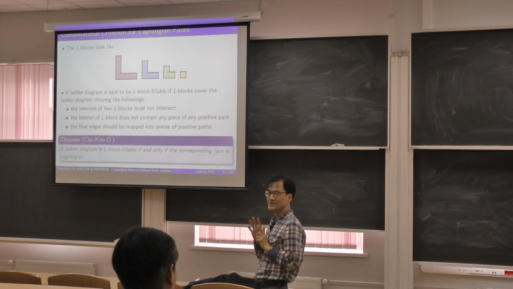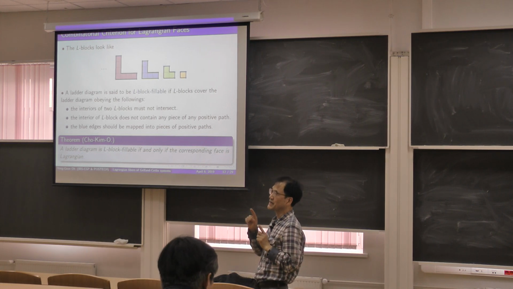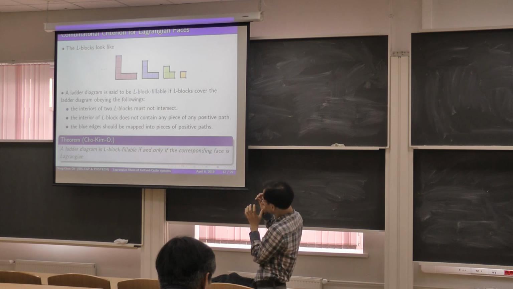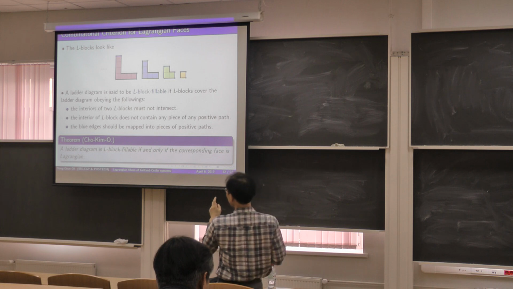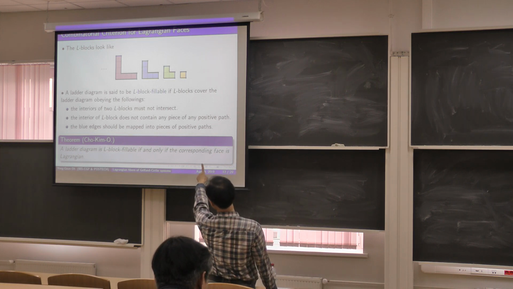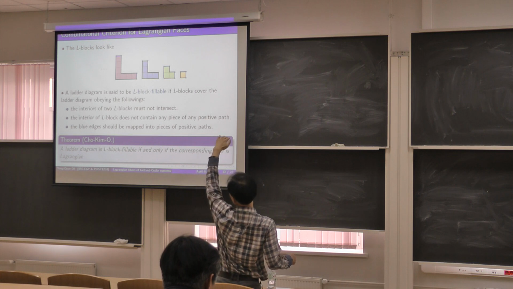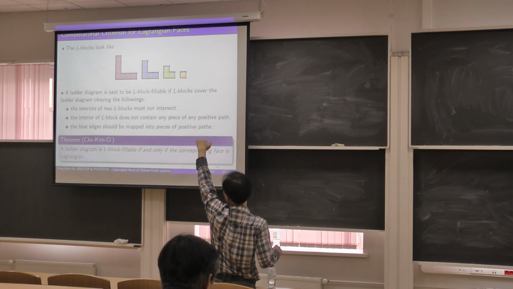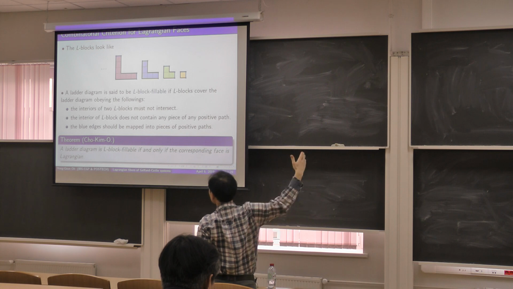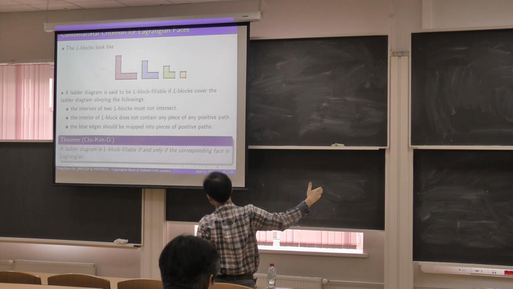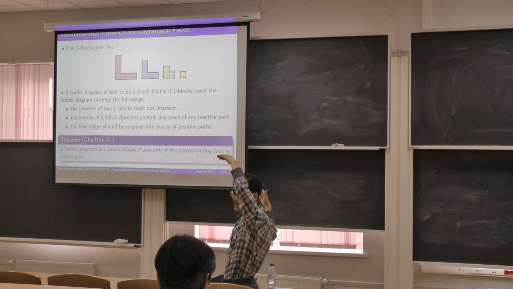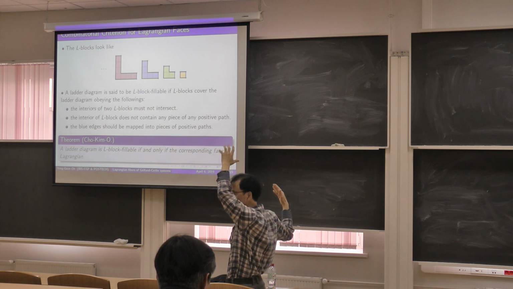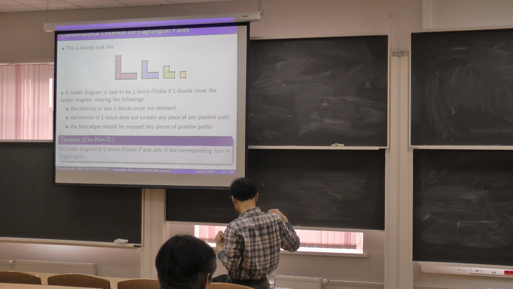I said that each phase corresponds to the union of a positive path. So we are going to put this L block so that its interior does not include any piece of a positive path. And the third one says you look at these blue edges in this L block. That's the top edges of this L, and the farthest right edges of this L block. And those two edges should be included in the positive path. Okay? So those three are the requirements in this Tetris game.